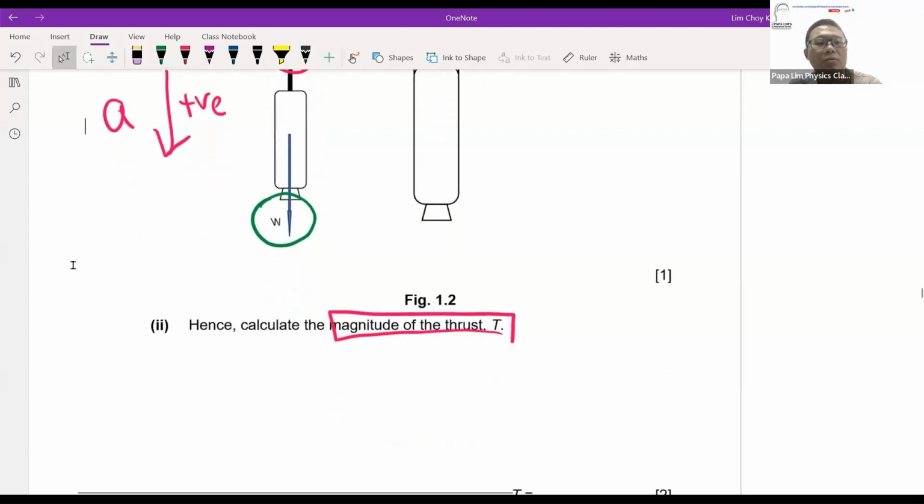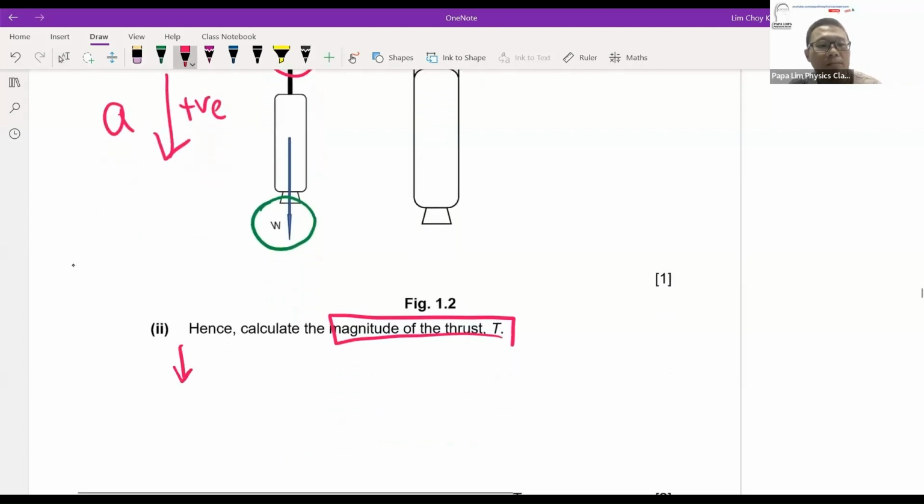So what we usually do is, given that downwards is positive, I would like to use Newton's law, which is F net equal to ma. So downwards is positive, so the forces I'm looking at is W minus T. Then after that, by the acceleration.